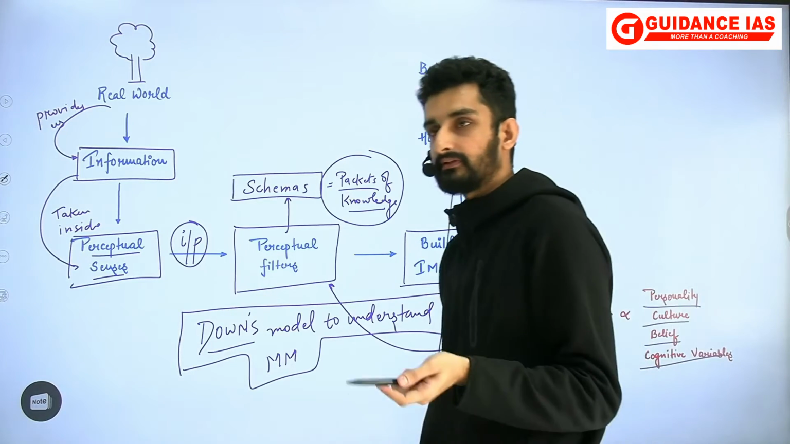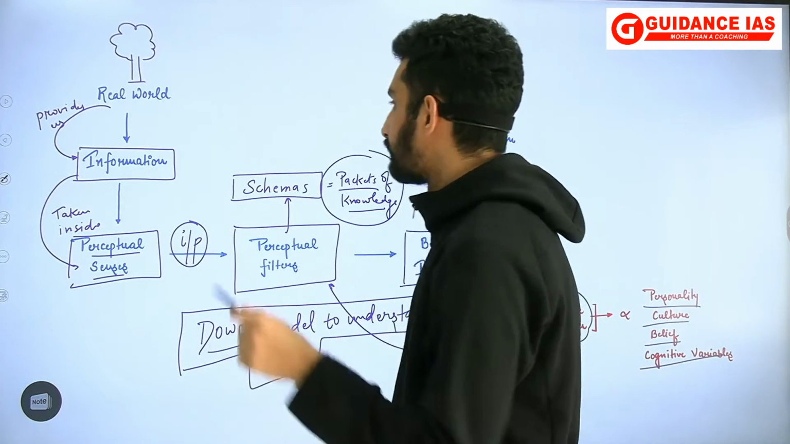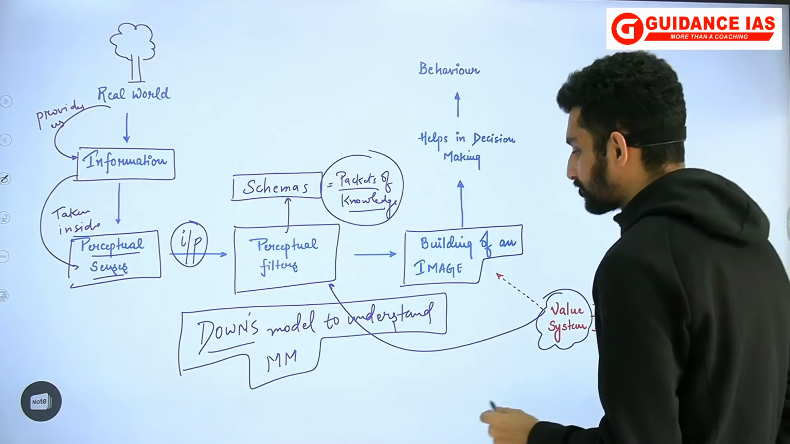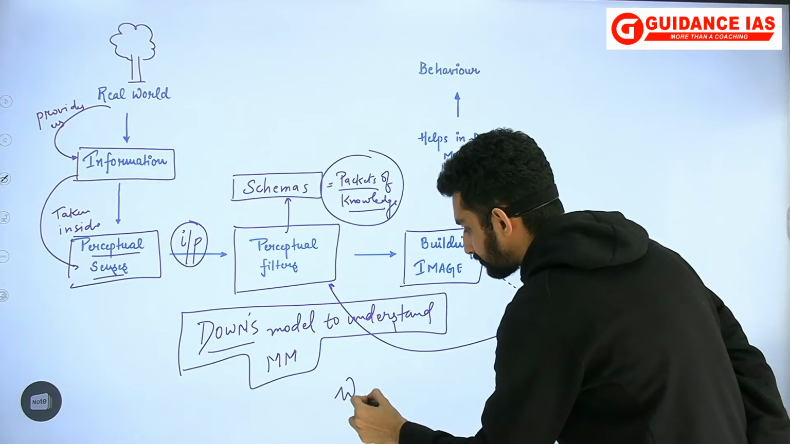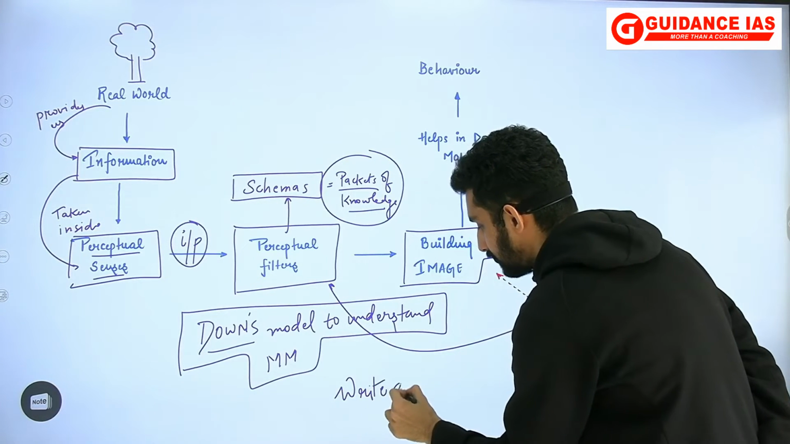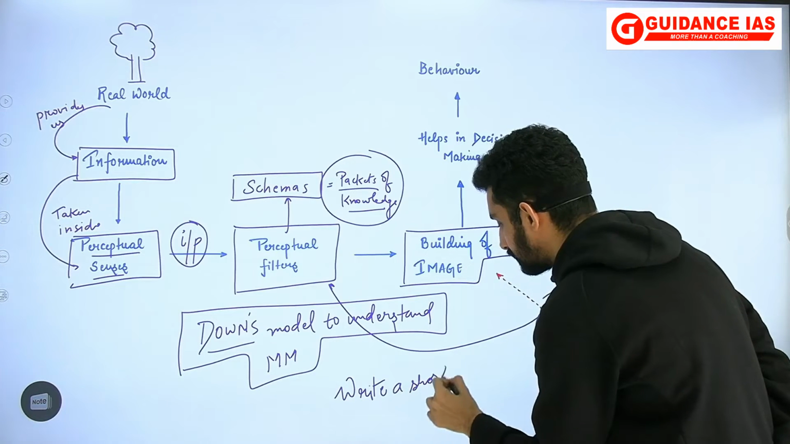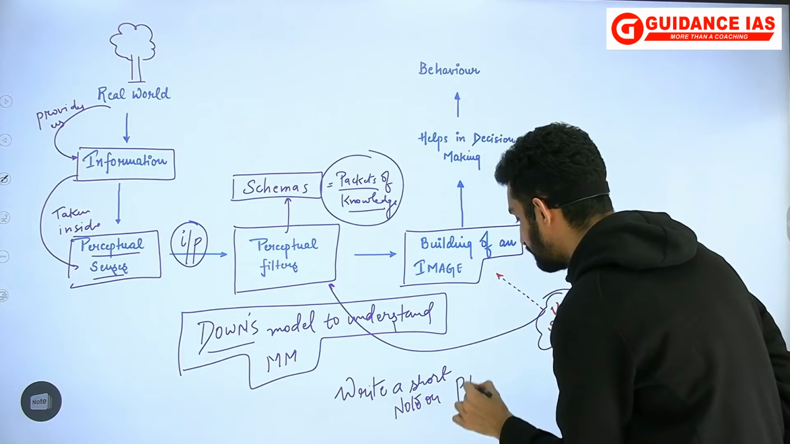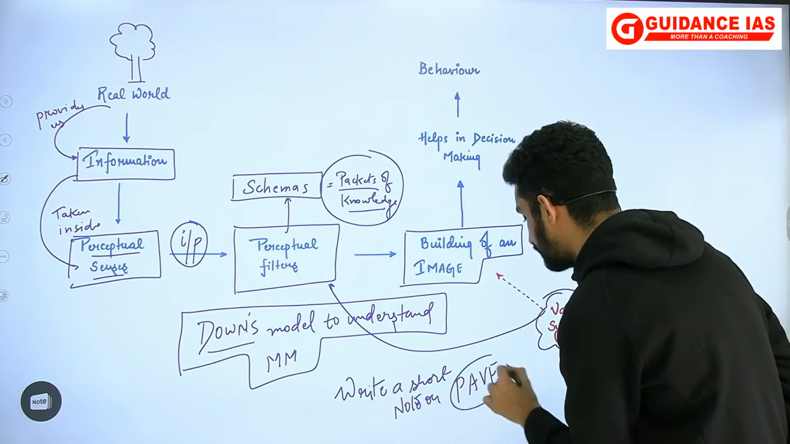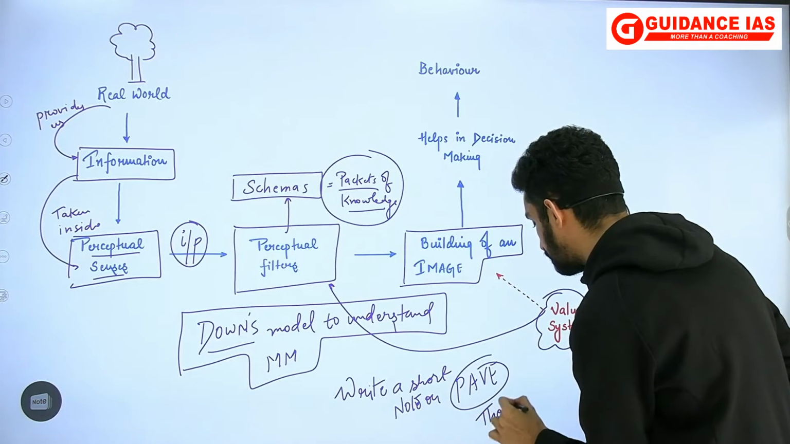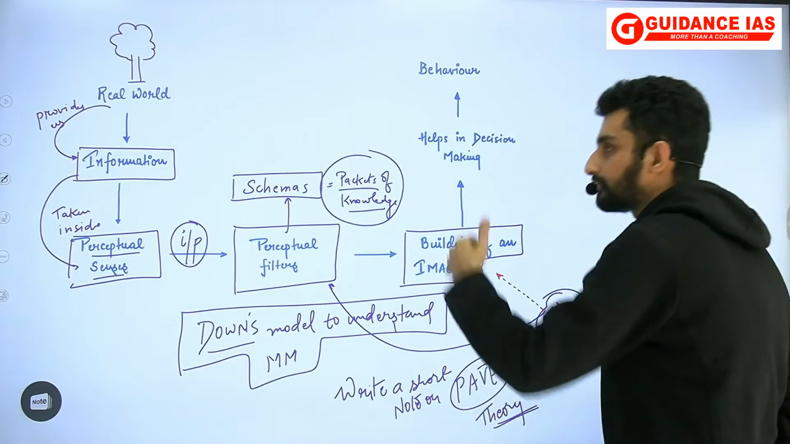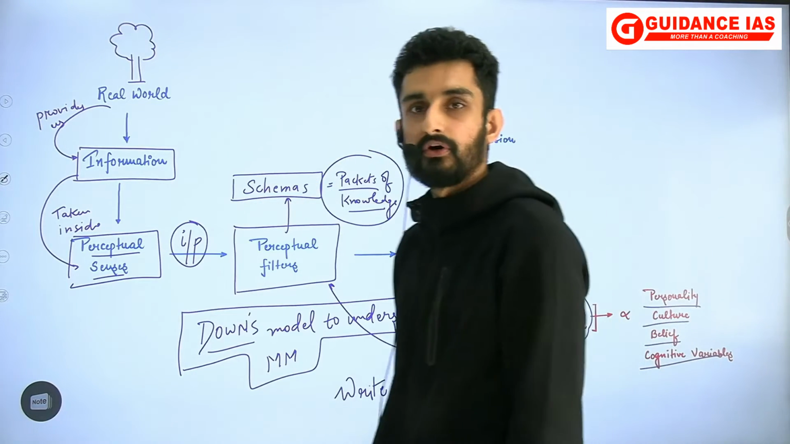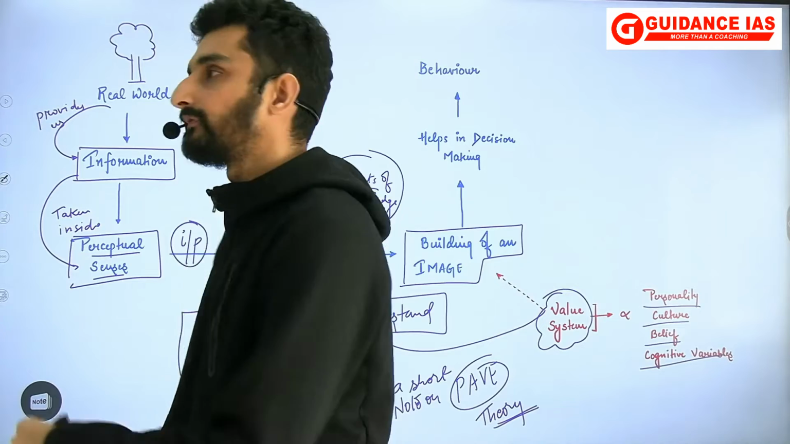So there was a question which came few years back from a topic of perspectives only, and that question was: write a short note on PAVE theory, which was actually a bouncer for many people. So this PAVE theory was actually focusing on the aspects of behavioral geography or the aspects of welfare geography.